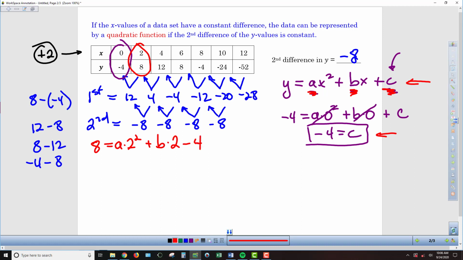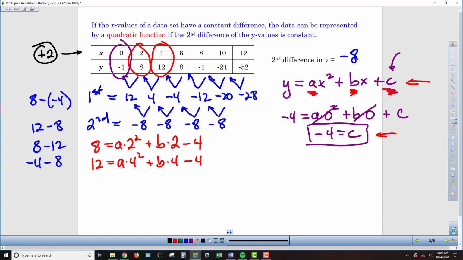Then I'm going to do the same thing for the next point, because I need two equations to solve for these two unknowns. So I'm going to have 12 equals a times 4 squared plus b times 4, and then -4. Before I start trying to solve this system of two equations, I'm going to clean them up a little bit to make them look a little bit more familiar.